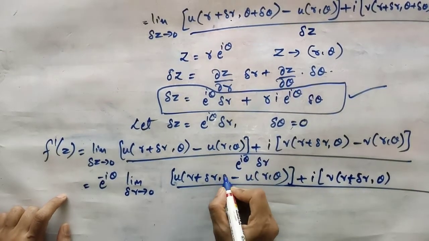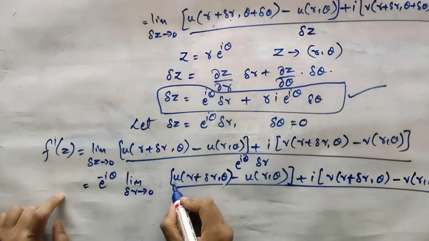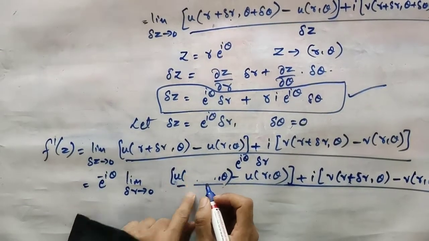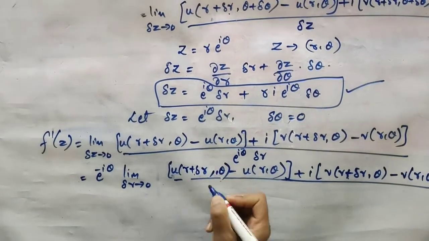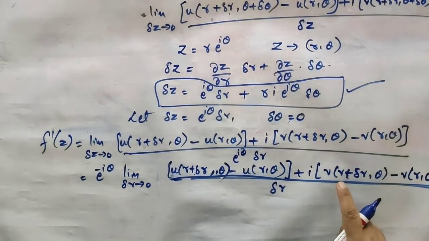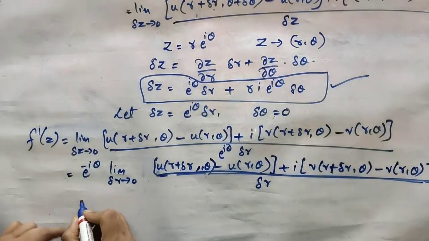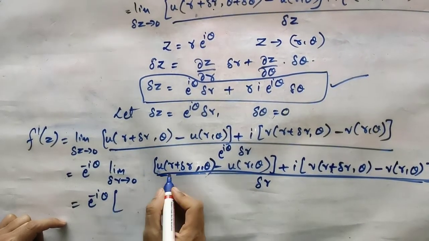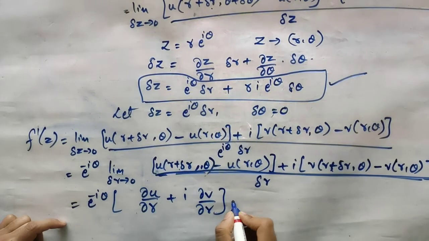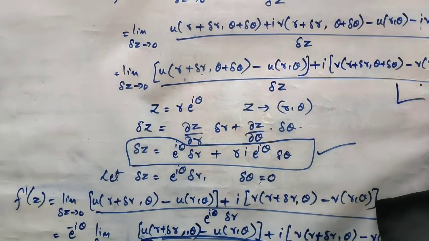Sorry, you should write theta over here. So the real part: u of r plus delta r comma theta minus u of r theta, and all this divided by delta r. I hope everything is clear to you. Now this is nothing but dou u by dou r. This is nothing but dou v by dou r. So e to power minus I theta outside, this is dou u by dou r plus I as it is dou v by dou r. I am going to call this equation 1. So this is your equation 2.